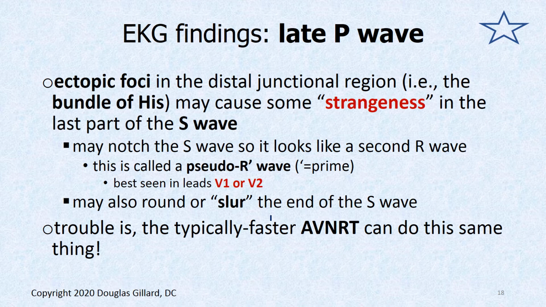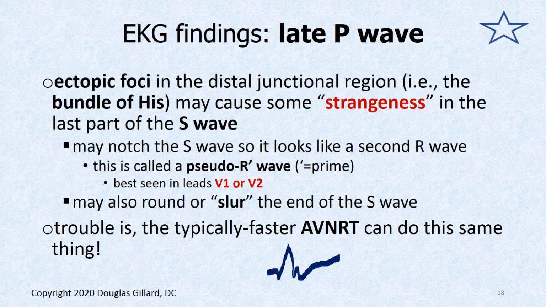They can do some strange things to the last part of the QRS complex. They can make the S wave look like it has another R wave. So it can kind of look like this is the Q, here's the R wave, and then it looks like it has two R waves, and that's called a pseudo R prime wave. That can occur when the P wave comes after the QRS complex, right in that last tail part of the QRS complex, and it can make it look funny.